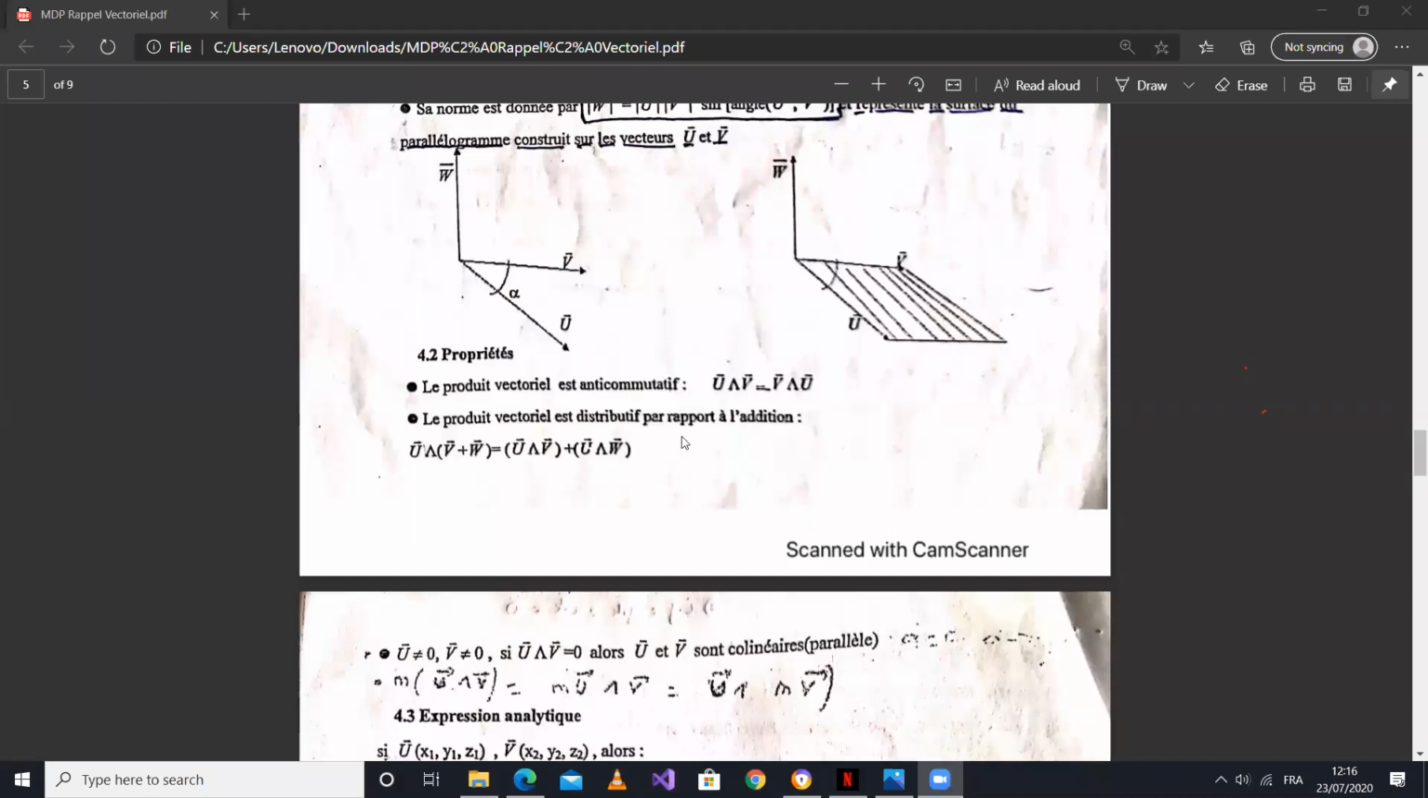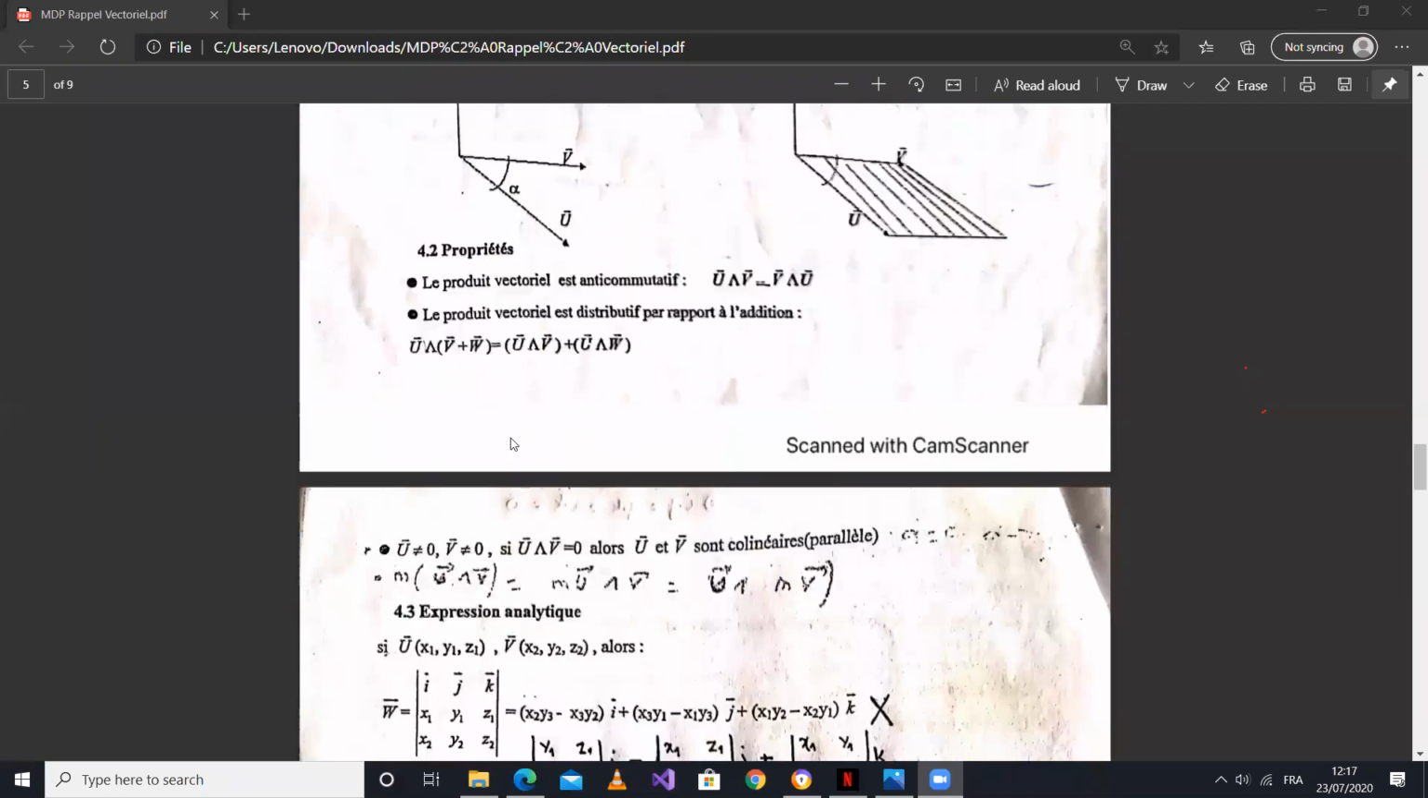Then the product vectoriel est distributif par rapport à l'addition. I explained this yesterday. I don't know if you guys revised that and remember, but it is like this. If you have U vectoriel (V plus W), and you expand this expression, the answer is going to be U vectoriel V plus U vectoriel W, because the product vectoriel is distributive with respect to addition.